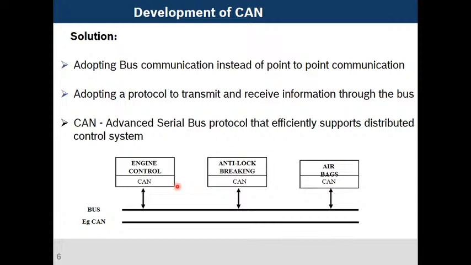CAN is an advanced serial bus protocol that effectively supports a distributed control system. It's not a master-slave thing. It's a distributed control system, a multi-master, you can say. Any node can initiate the communication based on the CAN priority, I mean the CAN ID, the message ID priority.